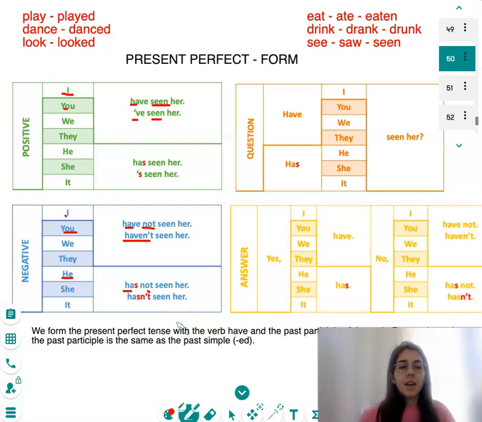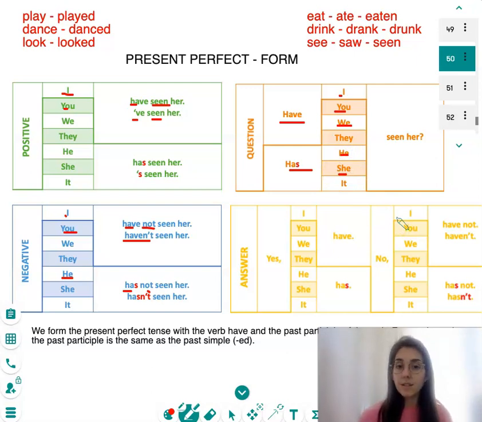Now, if you want to make a question in the present perfect form, what we do is we add the verb have to the very beginning, so you would make that essentially the question word. So have, and then I, you, we, they: have I seen her? Have you seen her? Have we seen her? And again, when we're talking he, she, it, we would change that to has. Has she seen her? Has he seen her? Etc.